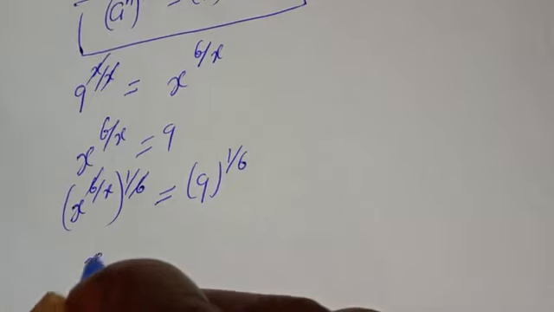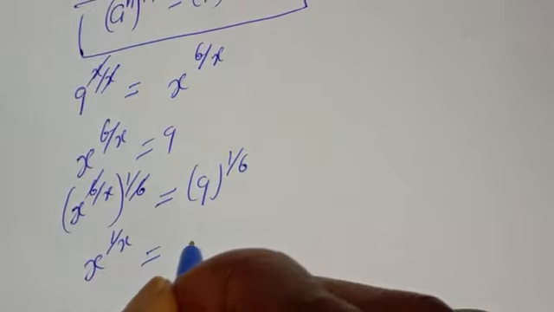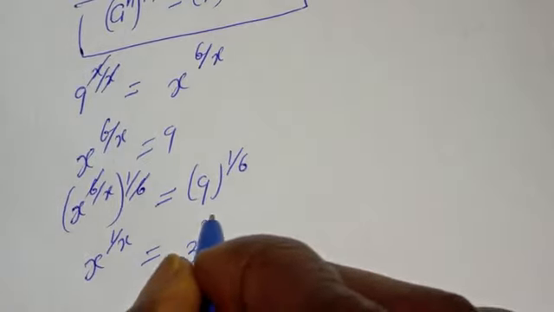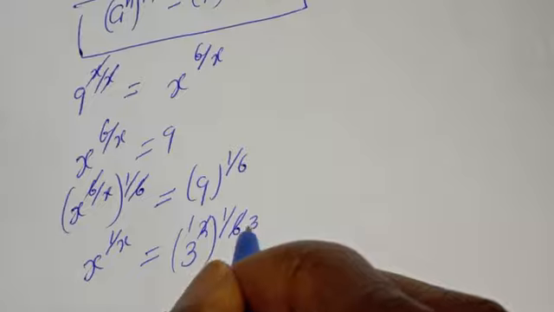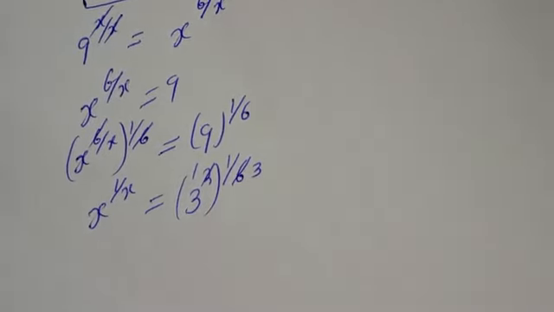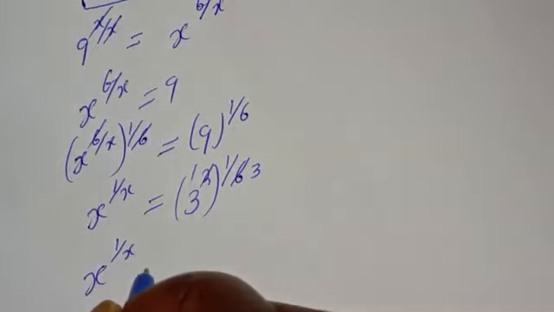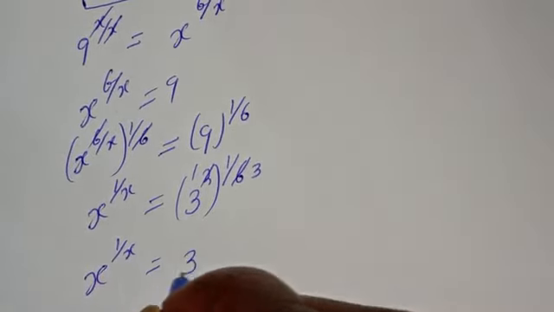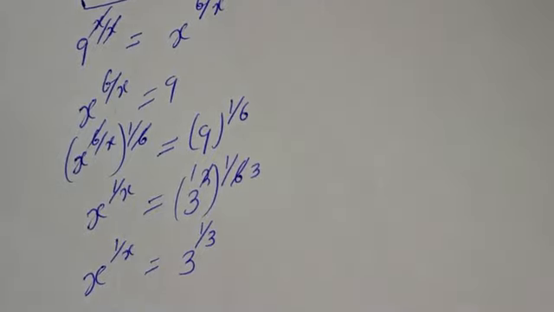We have s raised to power 1 over s is equal to 9, which can be written as 3 squared, to the power of 1 over 6. 2 here 1, 2 here 3. This is s raised to power 1 over s is equal to 3 raised to power 1 over 3.